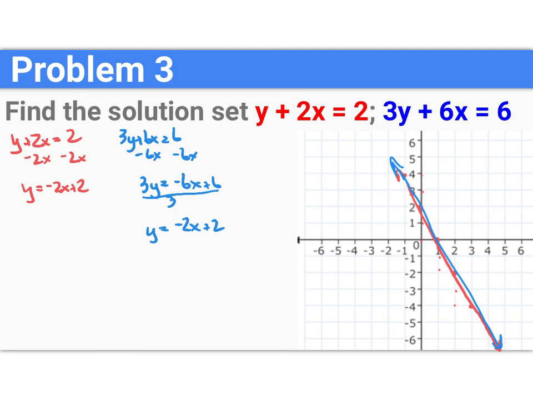I should have probably just divided everything by 3 so that you could see it in standard form. But I chose to put it in slope-intercept form because slope-intercept form is the best overall for graphing. So there you go. So that's systems of equations by graphing, part 1.